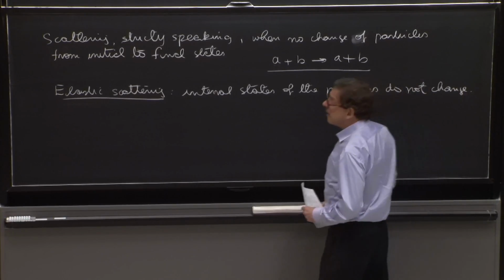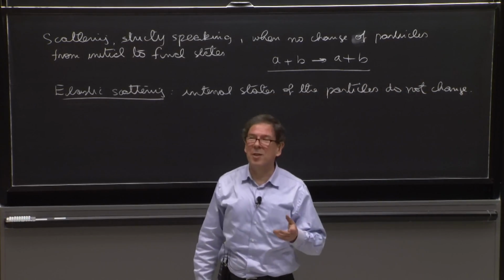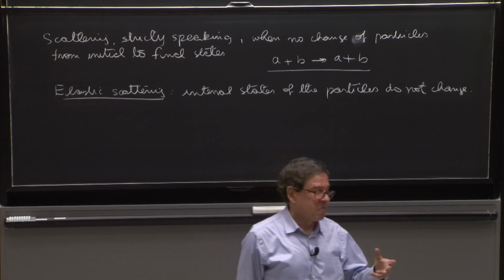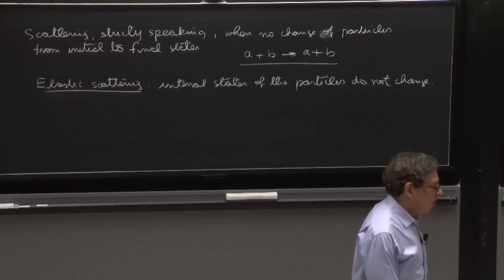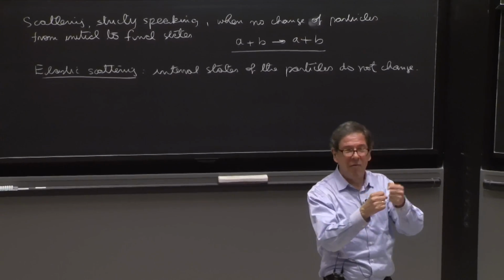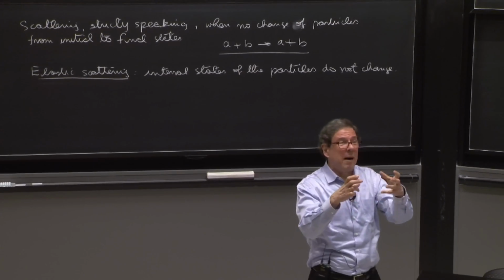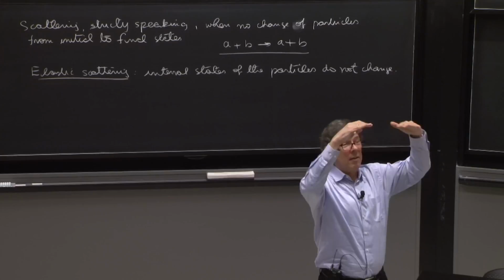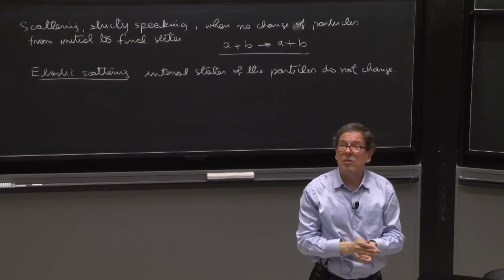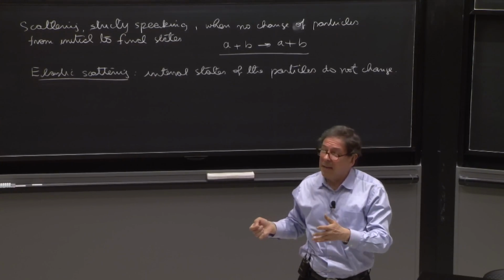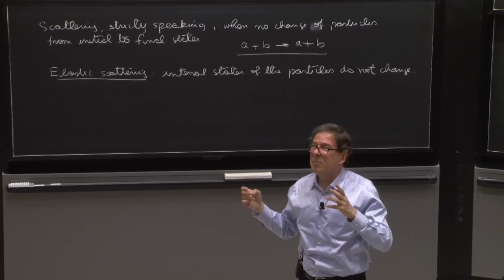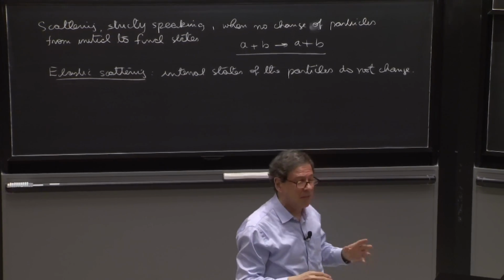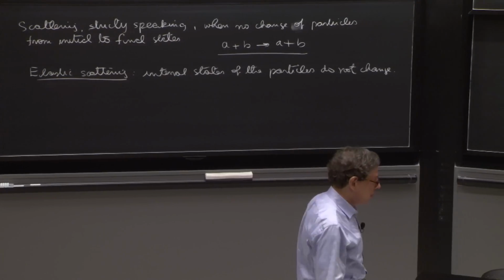Of course, that can happen essentially when the particles are complex. They're bound states of other particles. So you may have a bound state of one form, and when you have bound states, you have all kinds of energy levels, internal states. And when we say we have an elastic process, it means that those internal states are not changed.